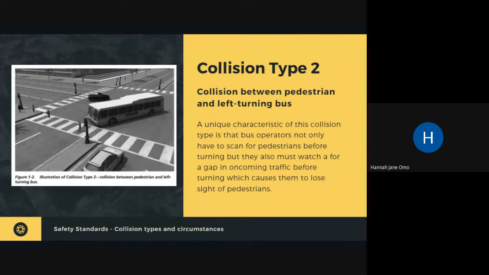A unique characteristic of this collision type is that operators not only have to scan for pedestrians before turning, but they also must watch for a gap on oncoming traffic before turning, which causes them to lose sight of pedestrians. The bus terminals must have a proper sense of separation of pedestrian flow and vehicular flow, their ingress and egress, so as not to mix up their flow and cause accidents and also inefficiency. Next slide, please.